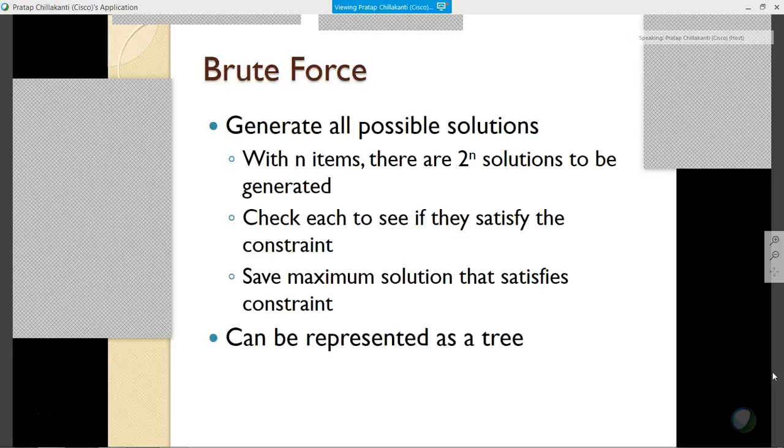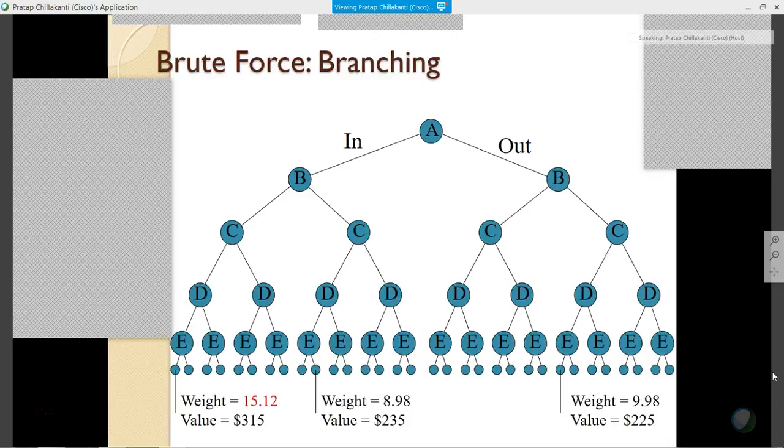Now, you get the brute force approach to make sure, and then you say out of those combinations, which of them satisfy the constraint. Constraint is the knapsack weight, how much it can hold. Now, out of the remaining subset, you find the maximum solution that satisfies the constraint. Now, remember I said all of these things can be converted into tree-based algorithms, right? So we can generate that as a tree.